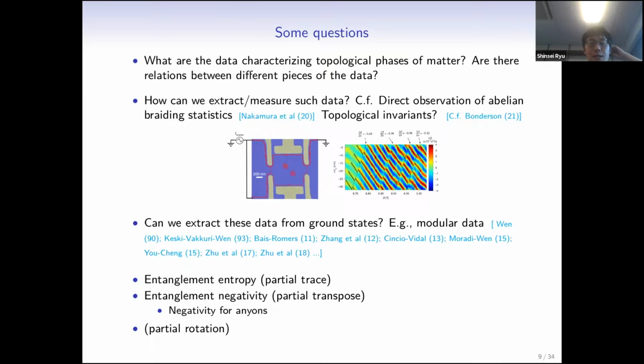The other question is, given these data, how do we extract, how do we measure such data in experiment, or maybe even in numerical experiment? I mentioned some of these quantities are measured experimentally. I already mentioned chiral central charge can be measured in experiment, and that's an important piece of information to narrow down the underlying topological order. Recently, there's the indirect observation of braiding statistics in this experiment, which I will show you some experimental data. Braiding statistics has been discussed for a very long time, but direct measurement is still difficult. There's a recent progress in this direction. Although this is still for Abelian braiding statistics, it's a great advance in this field.